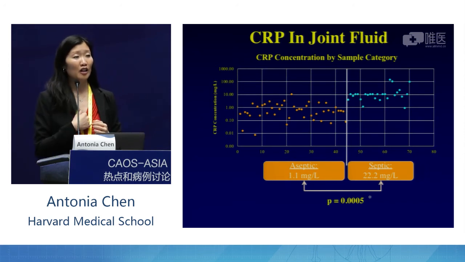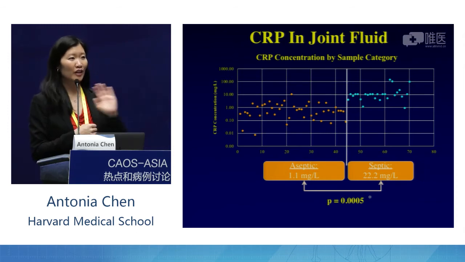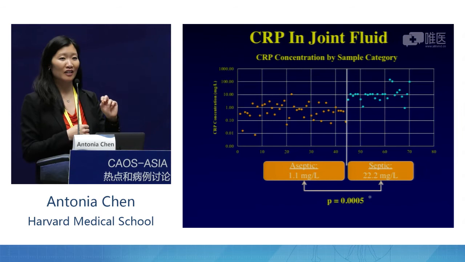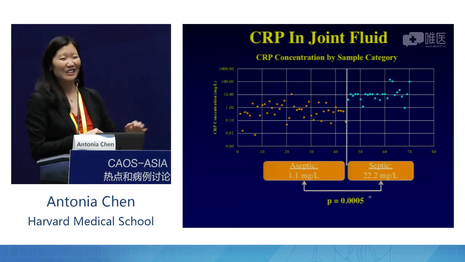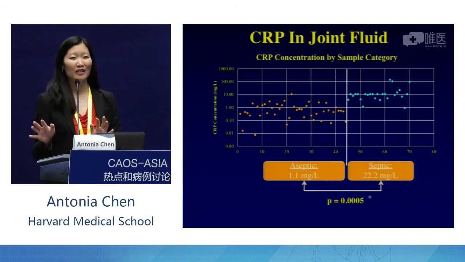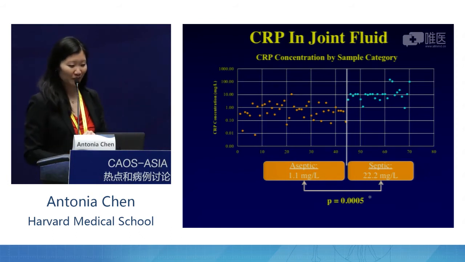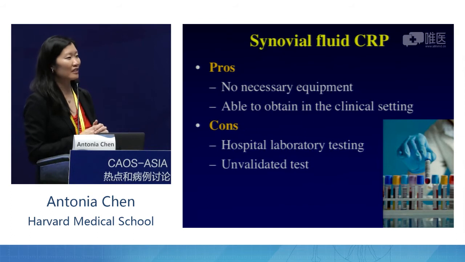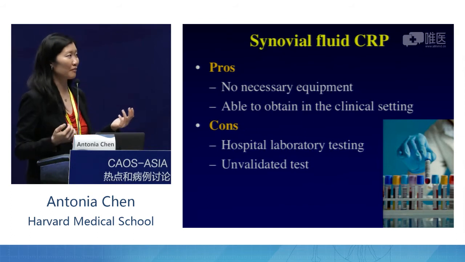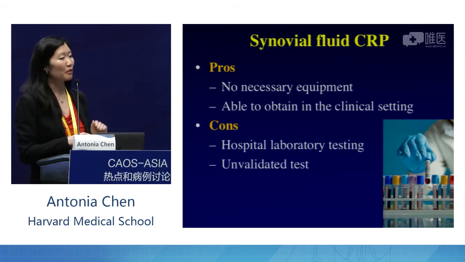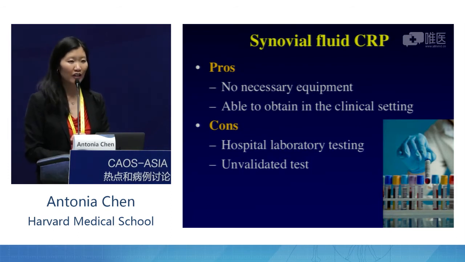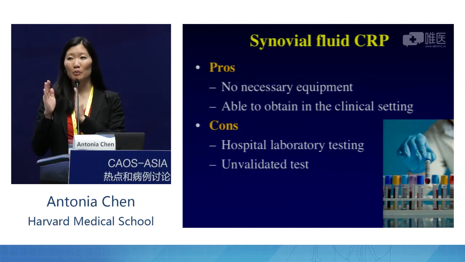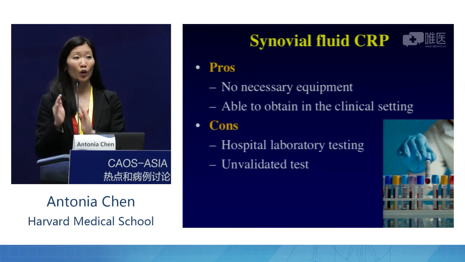The problem in our hospital is when I try to send synovial fluid CRP, they said you can't send it because it's not validated. So then I just wrote serum on it and sent it, and it worked okay. So talk to your hospital before doing it, but it can actually be useful. The upside for it is that you don't need any special equipment, and you can do it in the clinical setting. But remember, it's not a validated test yet, so it hasn't been put in any definitions yet. So what I say is use it as part of your tests. Don't use it as your only test.